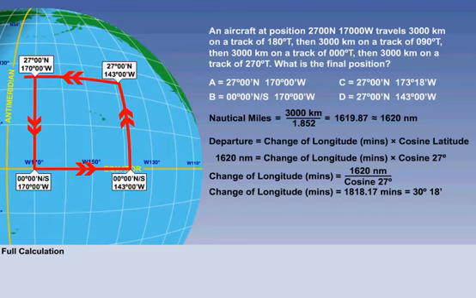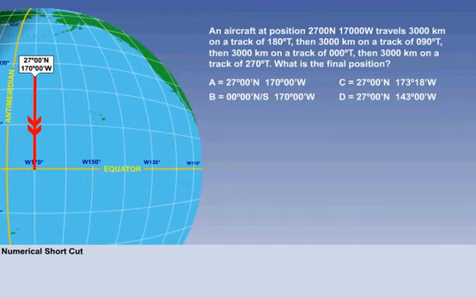We were at 27 north and 143 degrees west. So flying 30 degrees and 18 minutes further west will put us, still at 27 north, at a longitude of 173 degrees and 18 minutes. This was answer C, but it has taken a fair bit of calculation to get there. There was a numerical shortcut which would have saved time.